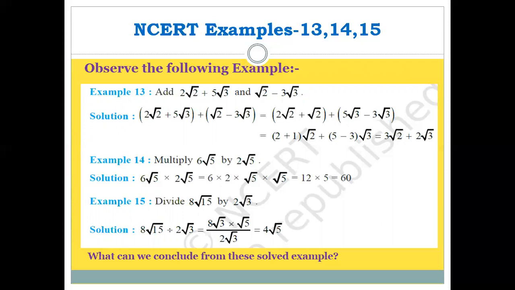The next part is the multiplication and division of irrational numbers, that is, 6 root 5 divided by 2 root 5. Here we got the result 3. In the next example, the 15th example, the division is 8 root 15 divided by 2 root 3, and we got the quotient 4 root 5, which is irrational. So sometimes we are getting rational, sometimes irrational. These are the different results when you do operations on irrational numbers.